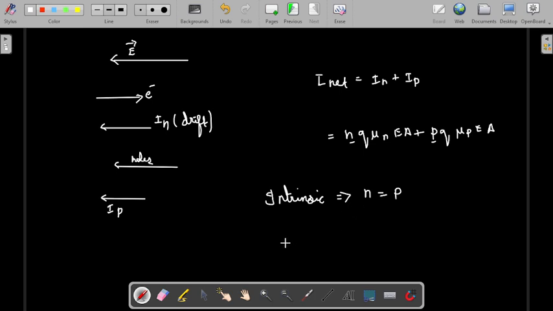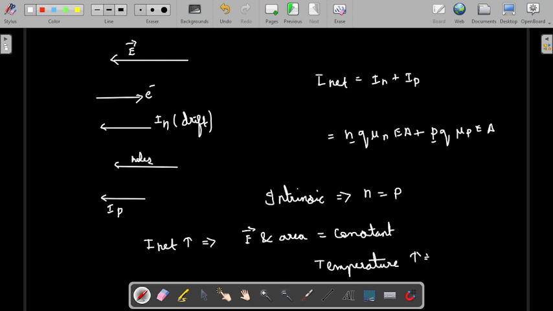So in order to increase the current, I net needs to be increased. What can we do in an intrinsic semiconductor, if there is no change in the electric field and the area is constant? Simply, we can increase the temperature. If we increase the temperature, n and p will increase, so the net change in I net will increase. Okay, so this is one idea.